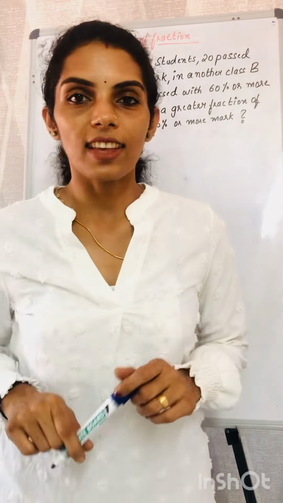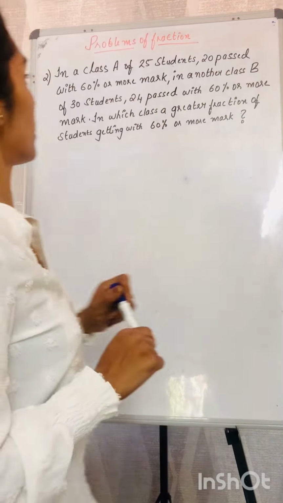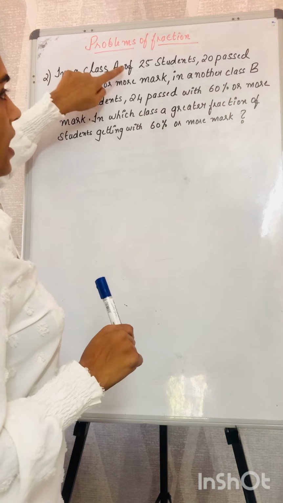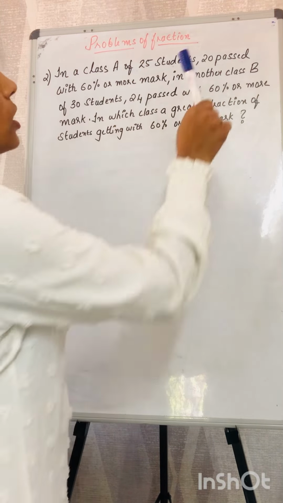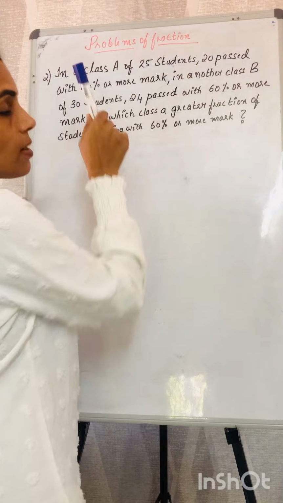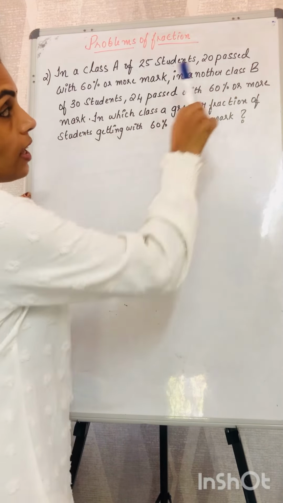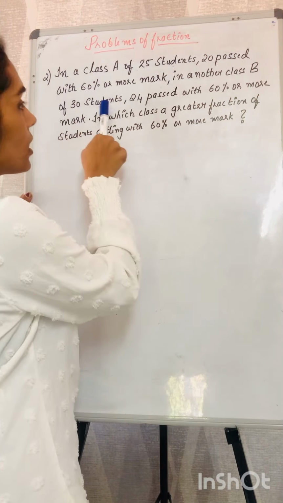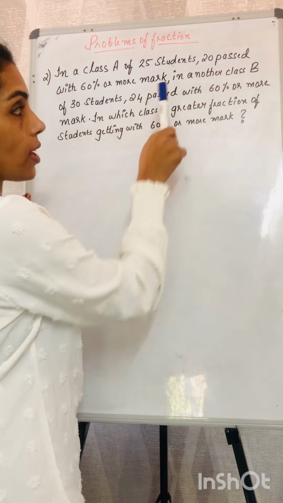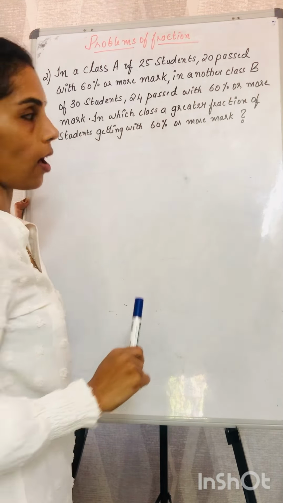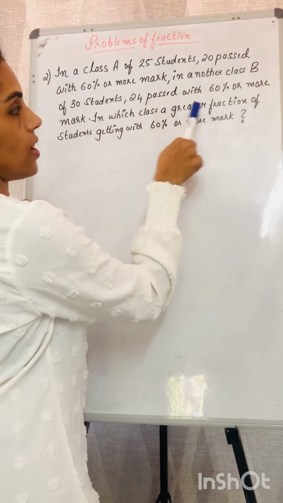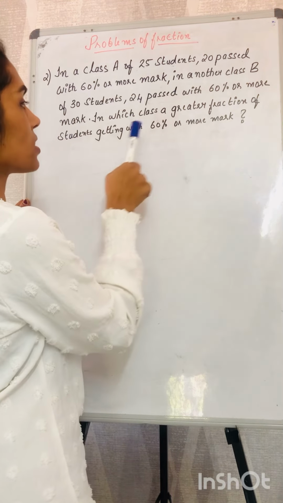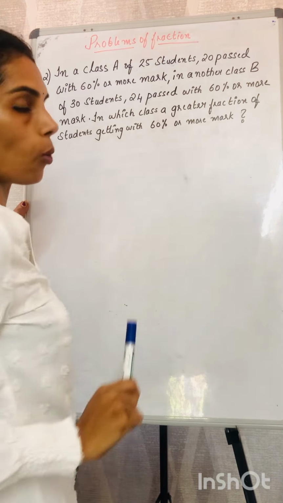So now let's see the second problem in fractions. In a class A of 25 students, 20 passed with 60% or more marks. In another class B of 30 students, 24 passed with 60% or more marks. In which class did a greater fraction of students get 60% or more marks?